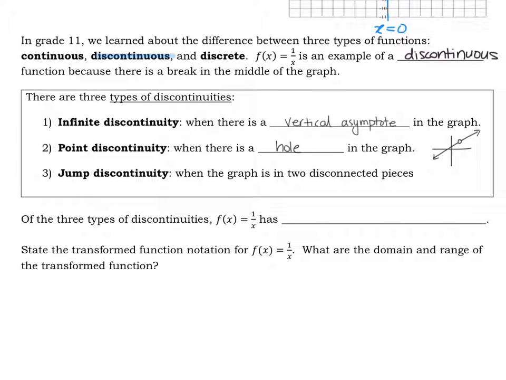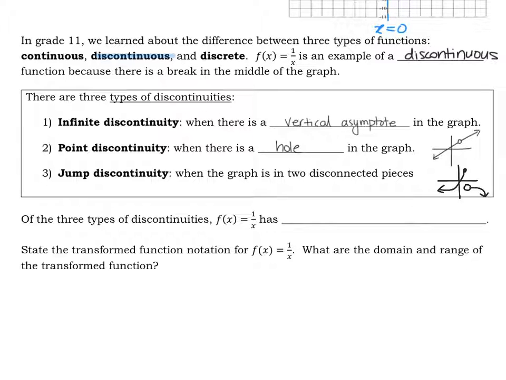And then the last type is the jump discontinuity. That's when the graph is in 2 disconnected pieces. And basically an example of that would be like so. This would be an example of a jump discontinuity in the graph of a discontinuous function.